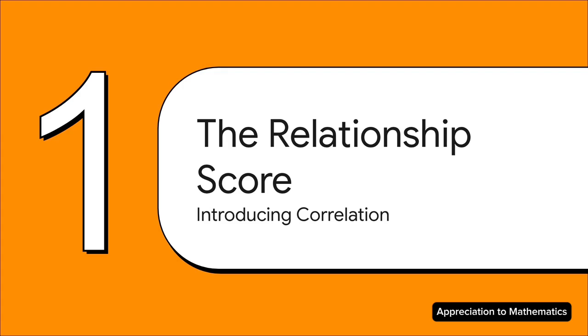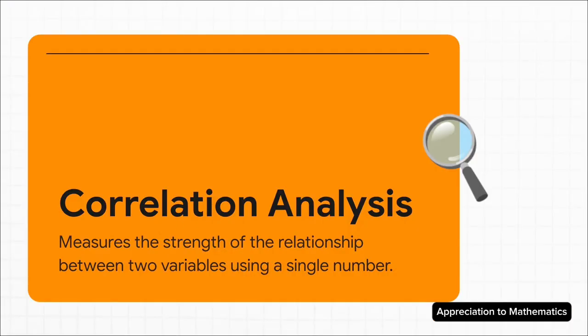Okay, first up, let's meet our relationship detector. This first tool is called correlation. Its whole job is to figure out if our two variables, our study time and our grades, are even connected in the first place. So what exactly is correlation analysis?